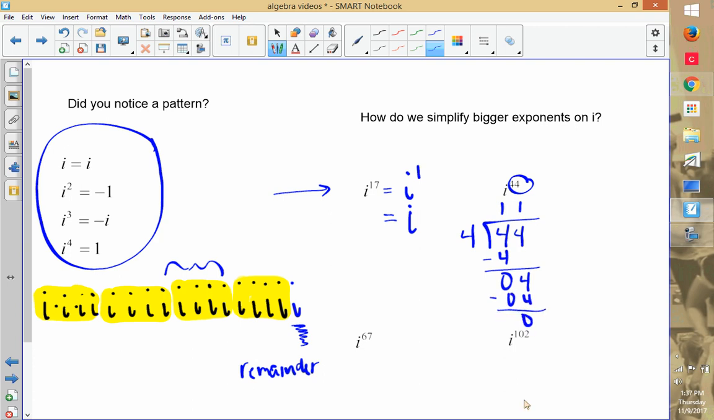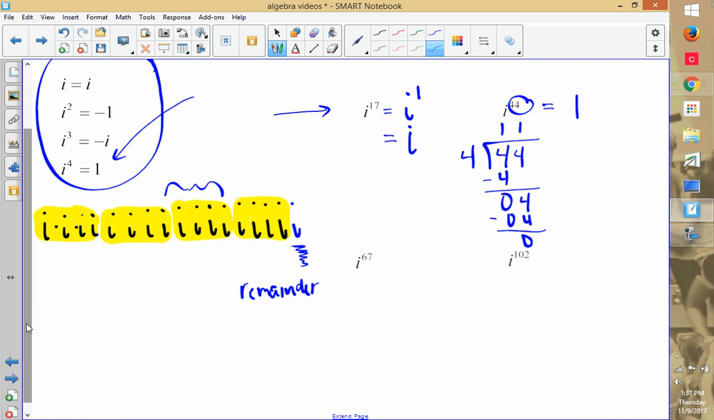So what does that mean? That means 4 goes into 44 evenly. So there is no remainder. So that's the same thing as i to the 4th. 4 goes into your exponent evenly, and that means that our answer is going to be 1. But what happens if they don't go in evenly?